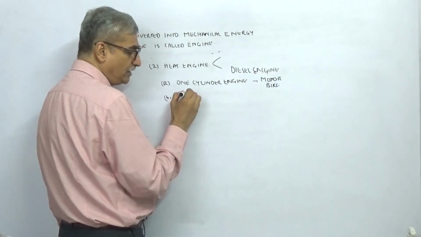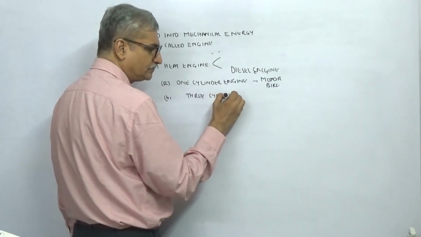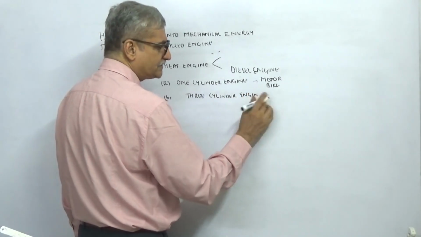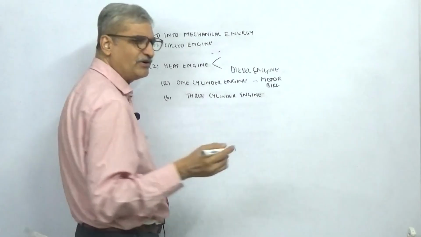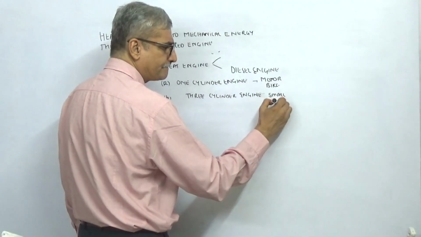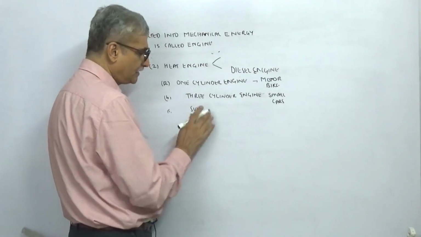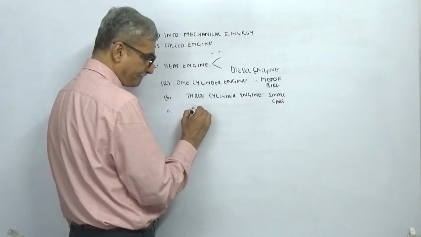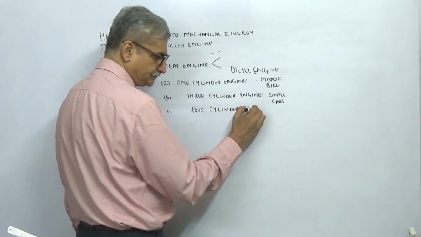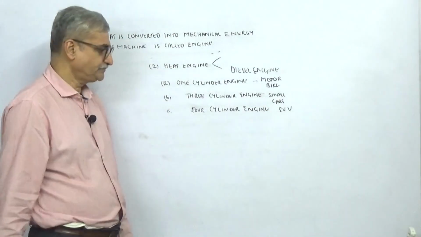Then B, you could have a 3-cylinder engine. So the small cars like Alto, Volto, all these small cars have a 3-cylinder engine. SUVs, so they will have a 4-cylinder engine. So I can say SUVs, big ones, more power, no?